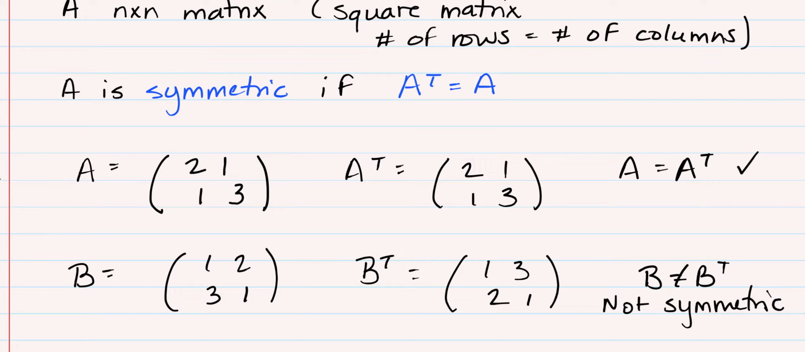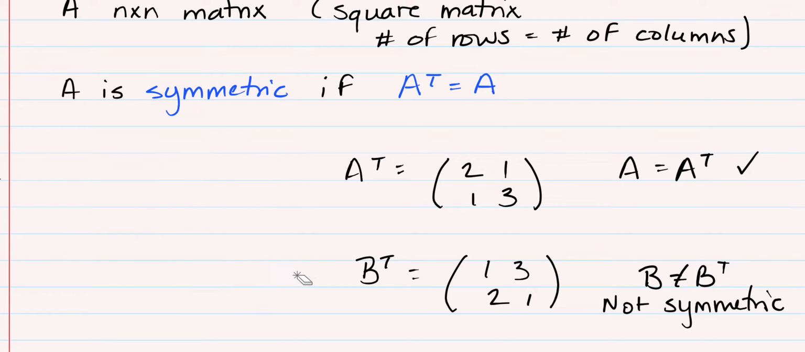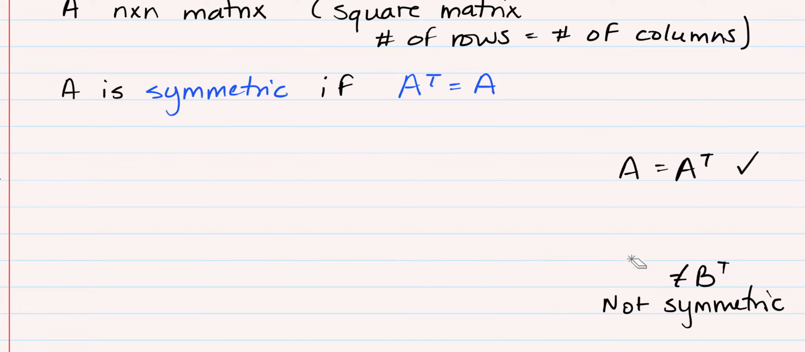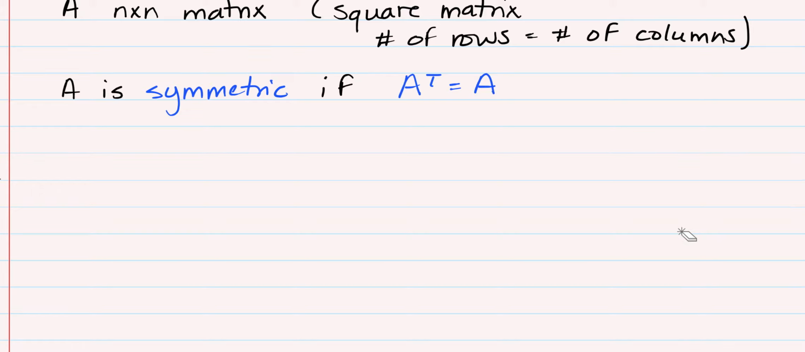Let's look at another example, a bigger example of a symmetric matrix. Now, why does it have to be a square matrix? Well, obviously, if it's not a square matrix, let's say it's a 3 by 5 matrix, then when you take the transpose, it'll be 5 by 3, and two matrices can't be equal if they don't have the same size, so it has to be square.